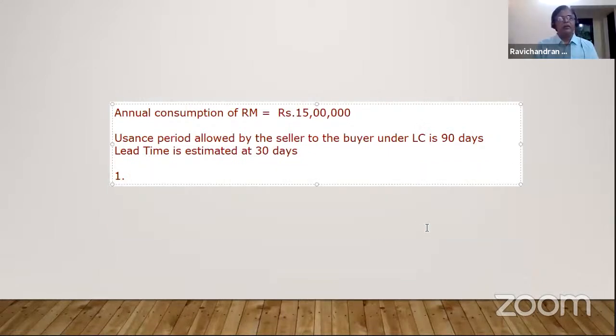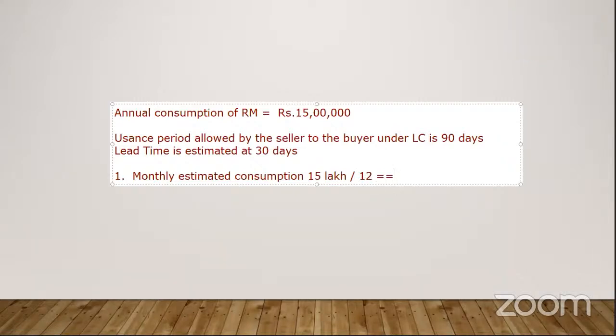Number one, monthly estimated consumption. Consumption equals 15 lakh divided by 12. How much will it come? 15 lakh divided by 12, 1,25,000.